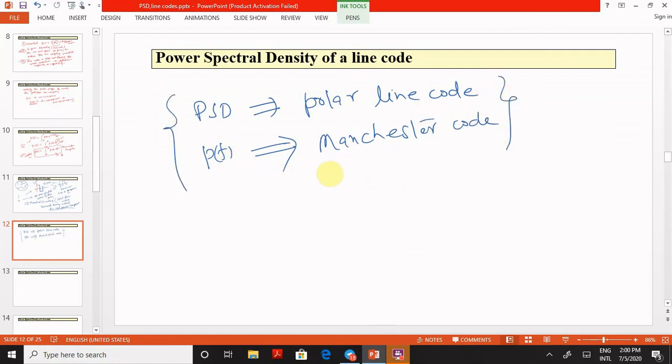So this is the first code of which power spectral density we derived, and now in the next lecture we will derive some more power spectral density of different line codes, and at last we want to compare all these line codes so that we can find out which line code can perform better in terms of power spectral density. So hope you enjoy, and hope you got the concept of the power spectral density of a polar line code.